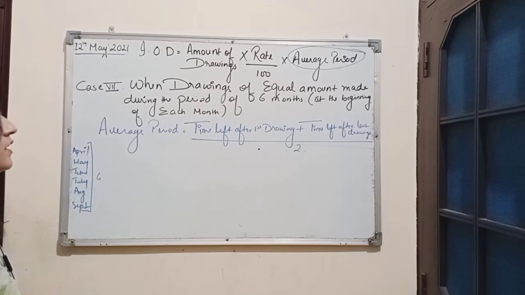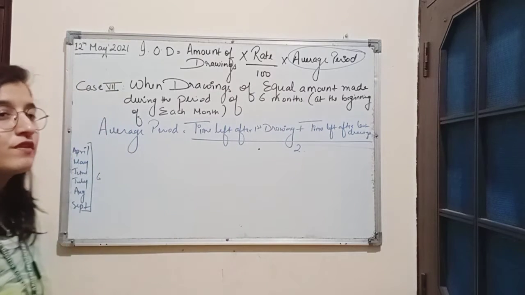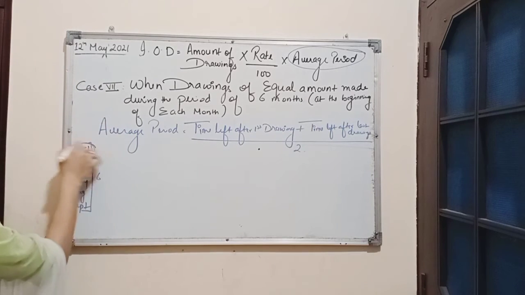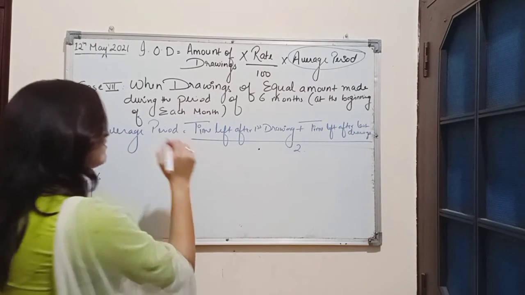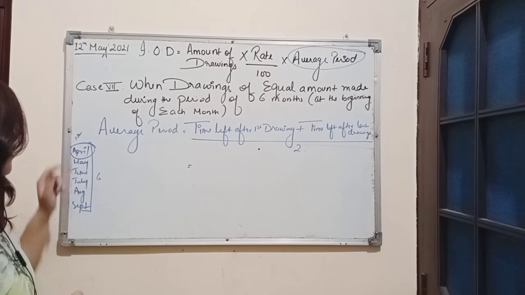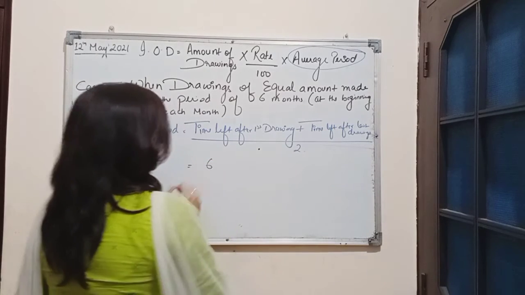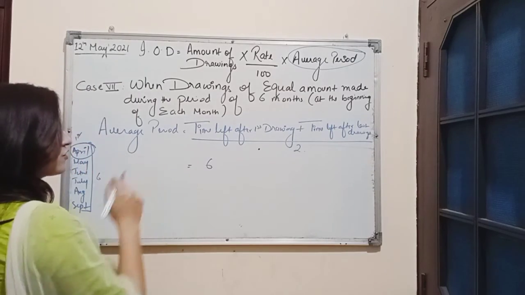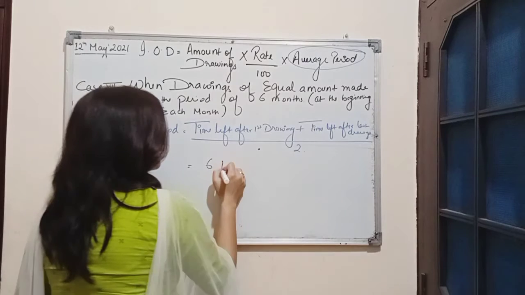Now here the partner is withdrawing the amount in the beginning of each month. So beginning of each month will be first drawing, he will be withdrawing on 1st April. So time left after withdrawing the amount on 1st April, the remaining time will be from 1st April to 30th September. The number of months is 6 only. So here after withdrawing the first amount of drawing, the time left is 6 months.